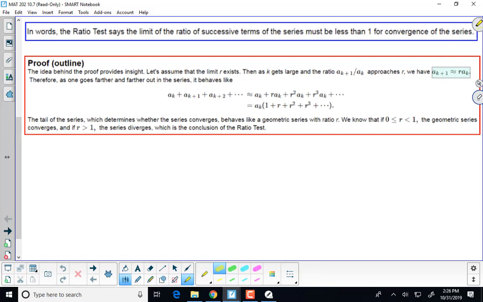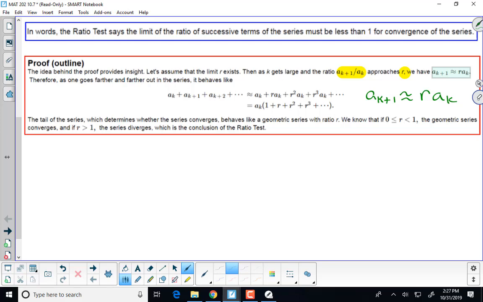Let's think about what it means for this ratio to have a limit. We have a sub k plus 1 divided by a sub k, and it's approaching r. So if you go far out in the series, a sub k plus 1 divided by a sub k is about equal to r. If you multiply both sides by a sub k, you get that a sub k plus 1 is about a sub k times r. So the further you go out in the series, the more the next term looks like the previous term multiplied by r, which is what a geometric series is.